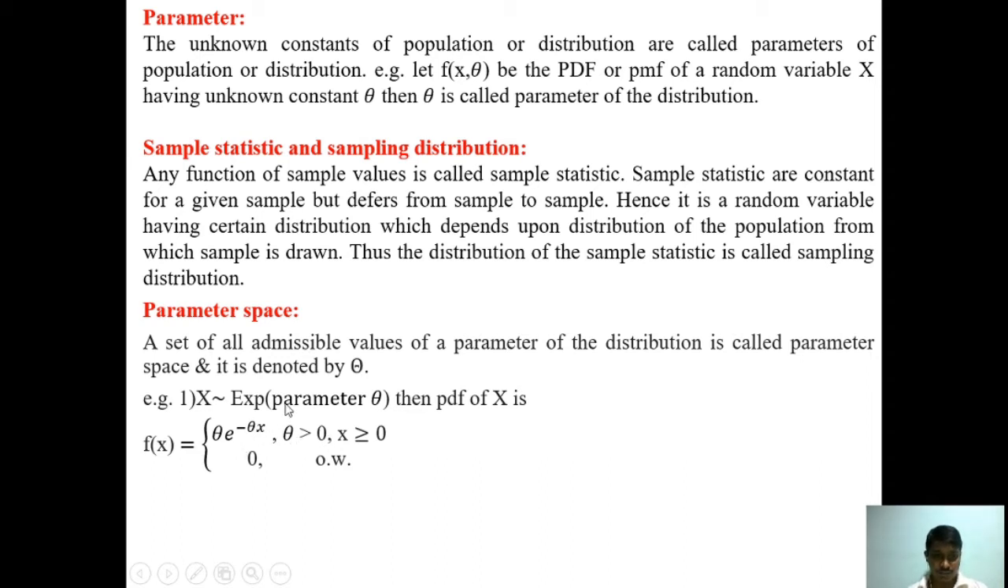Then our parameter space depends on these values of theta. Then the parameter space script theta is equal to the set of all values of theta such that theta is greater than 0. We take all the values of theta from this set. Okay, let us see another example.